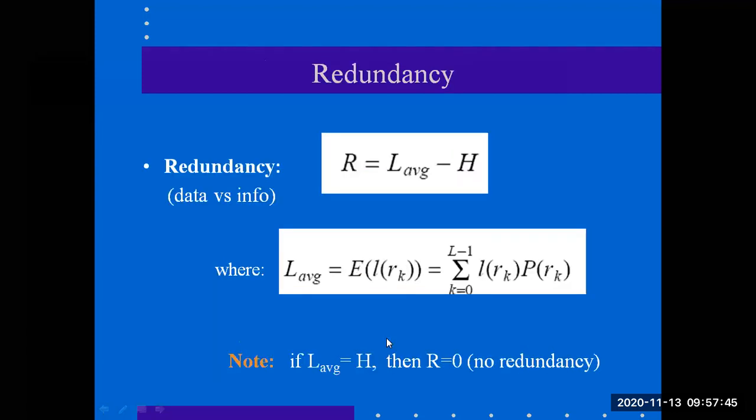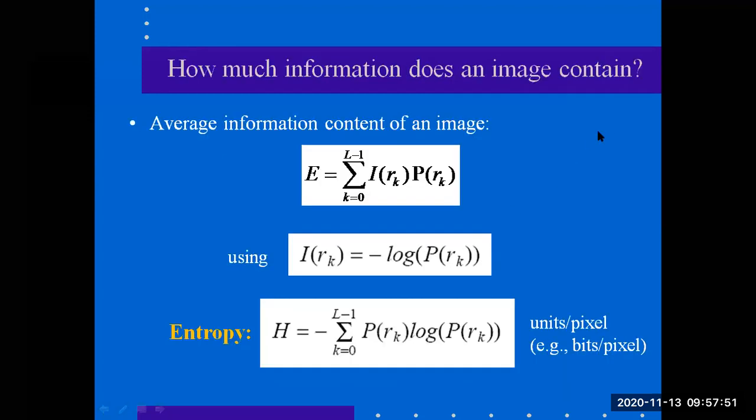So simply the entropy is given by H. Once you know the expected value and entropy, now please note down the E value and H value, the average information content of an image.